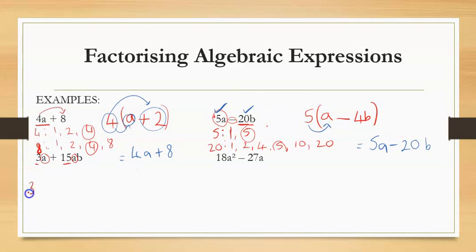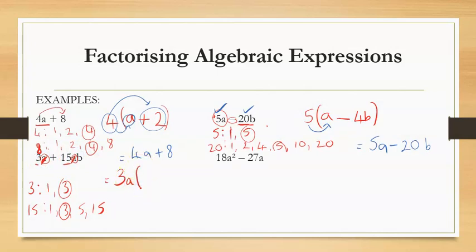So first of all, let's find factors of 3: 1 and 3. Factors of 15 are 1, 3, 5 and 15. So you can see the highest common factor is 3. So we'll start the factorising process by writing 3. Now we need to take out this a and this a. That is a common factor and it needs to go with the 3.